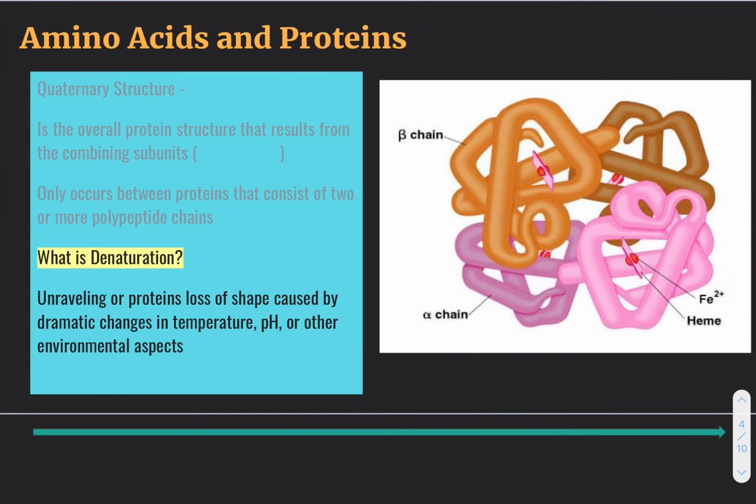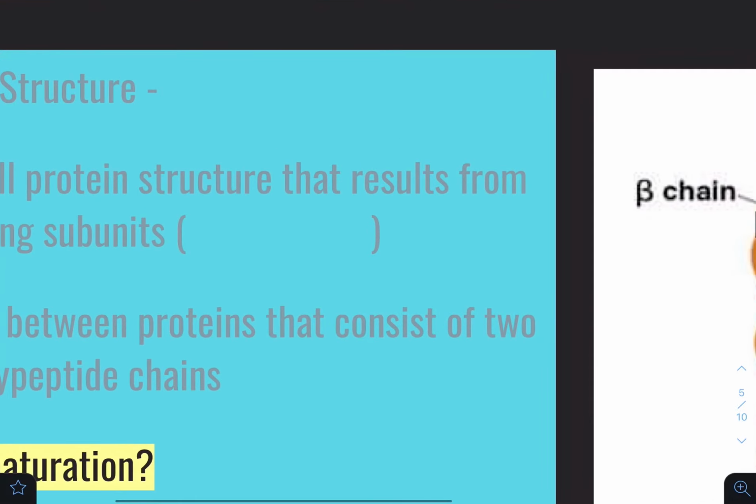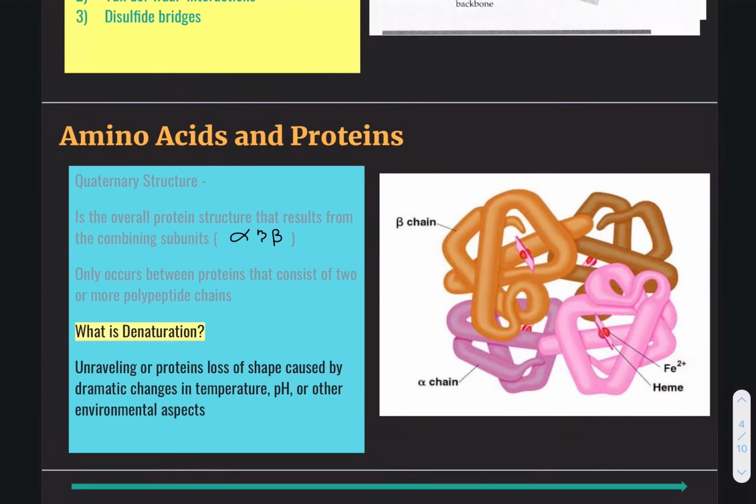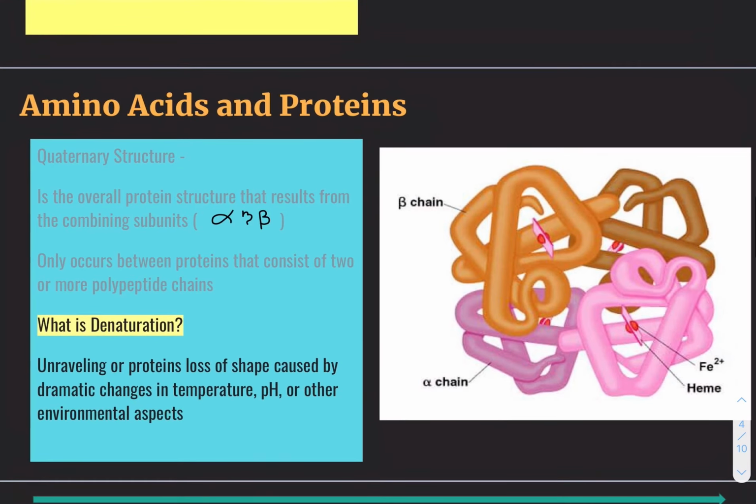Finally, we have the quaternary structure, and this is going to be the overall protein structure that results from the aggregation of polypeptide subunits. So these subunits are just going to be what we just talked about. It's going to be alpha and beta. And this only occurs between proteins that consist of two or more polypeptide chains, like we talked about earlier. So an easy way to remember this is it's going to be a combination of pretty much everything. It's going to be a combination of the alpha and the beta just kind of mushed together.